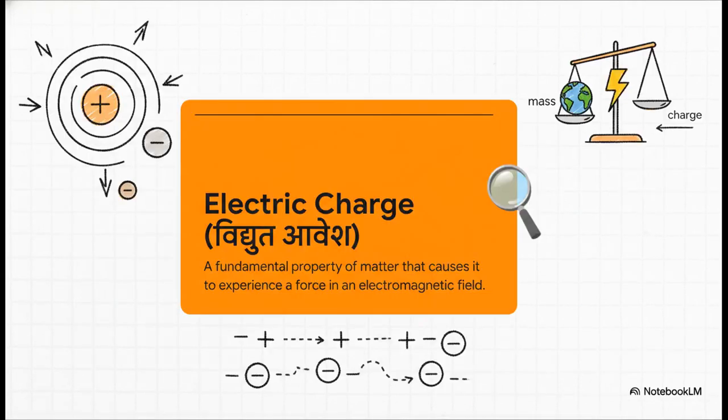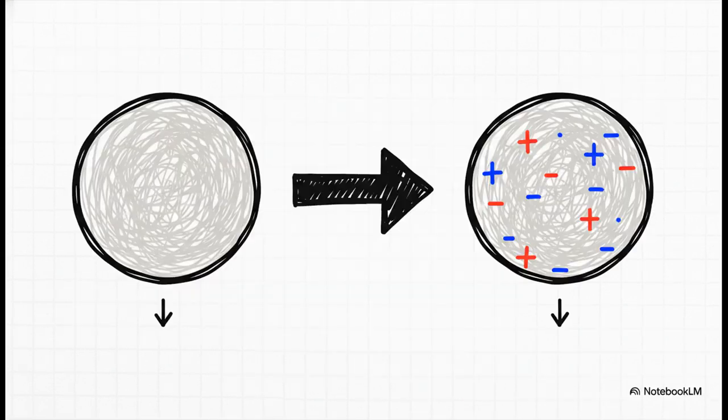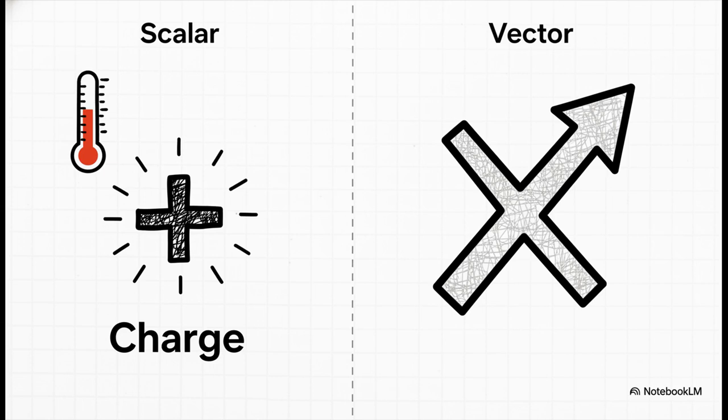Okay, so what is charge? Basically, it's a fundamental property of matter, a bit like mass. And here's a key rule. Charge always comes with mass. No mass, no charge. Simple as that. Charge is also a scalar. That just means it has a size or magnitude, but no specific direction.